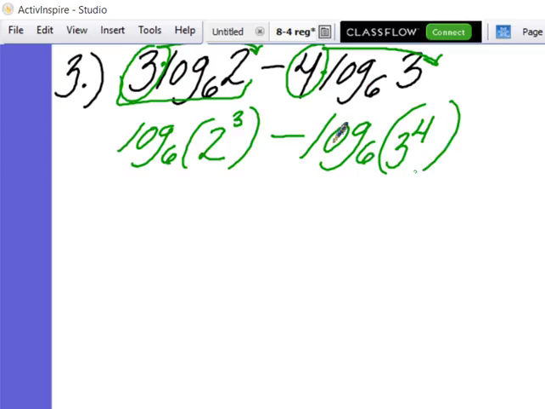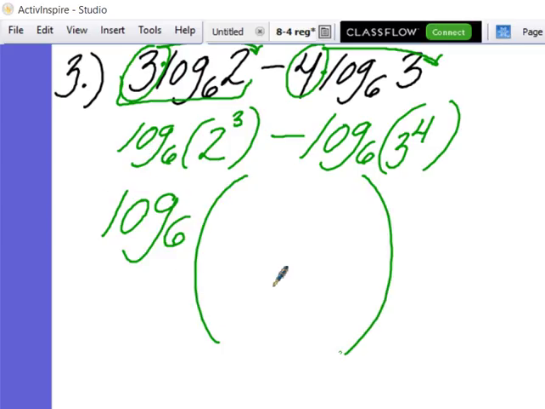So when you divide and you subtract, you always subtract the top from the bottom, which this one came first, so it's on top. So now our goal is to be able to write it as one logarithm. So we have log to the base 6 of, I need parentheses, what goes on top? 2 to the 3rd. When you divide, then you subtract. So when you subtract, then you divide. So 2 to the 3rd divided by 3 to the 4th.